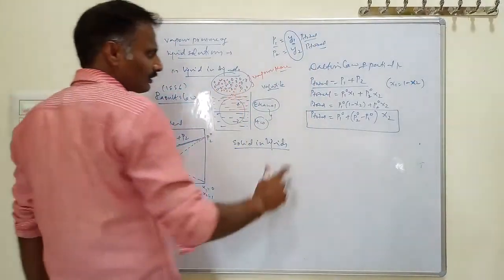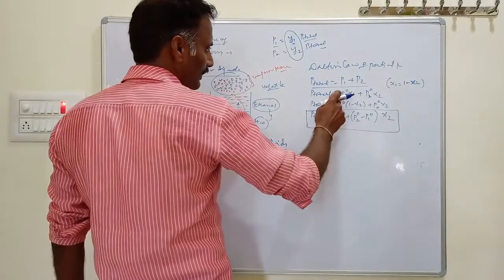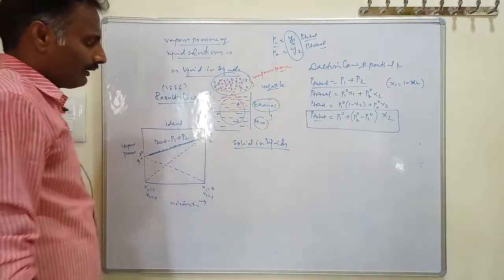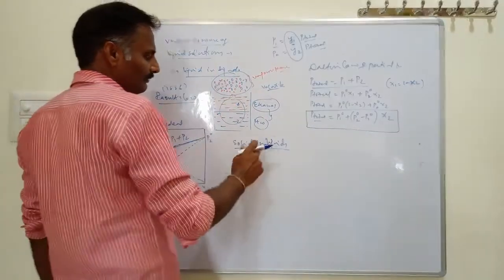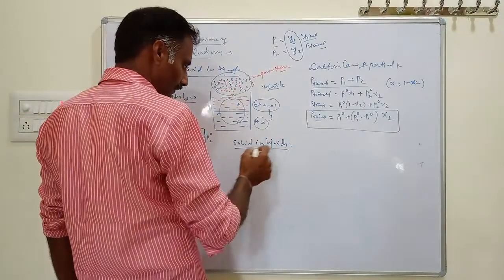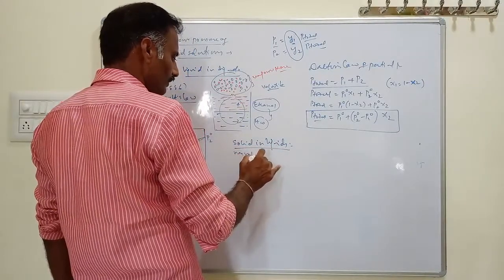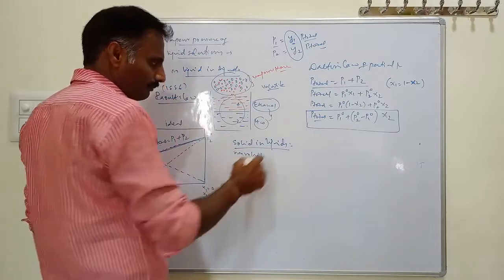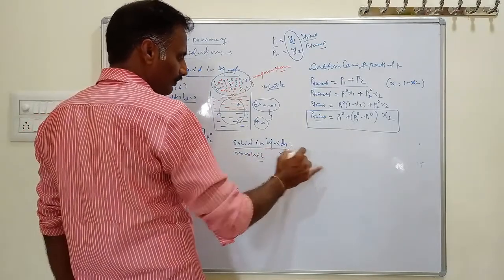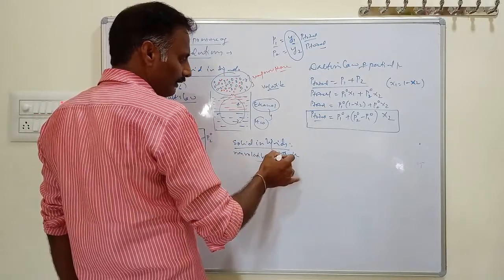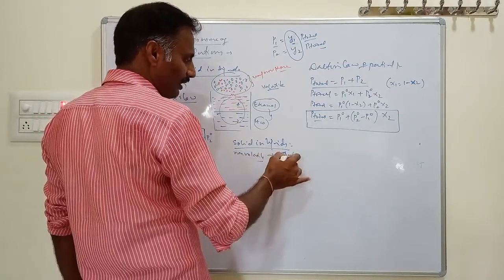And also by using Raoult's law, we are calculating P total. By knowing P1 naught and X1, and P2 naught and X2, we are calculating P total. Okay. Then after this, you come across solids and liquids. Here, solids are non-volatile, but liquids are volatile. This is a non-volatile solute present in volatile liquids.